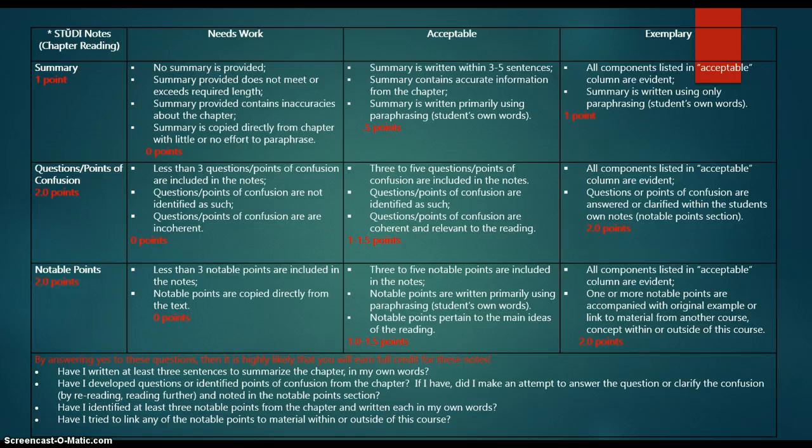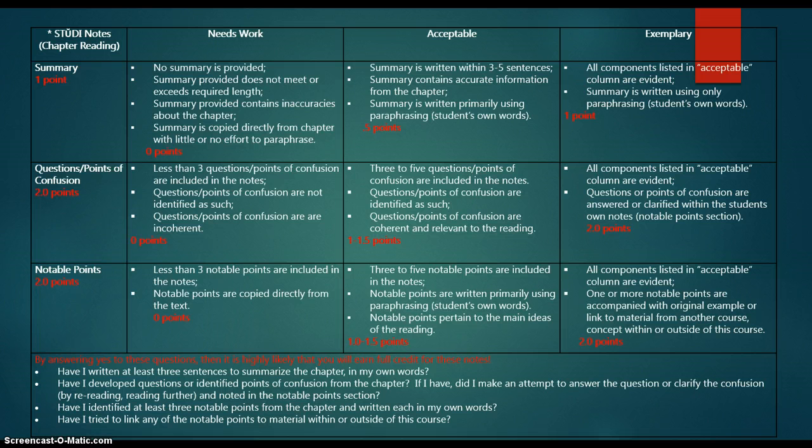As you can see, the grading criteria are what you've done with your summary, your questions or points of confusion, and your notable points. Across the top, you'll see the ratings are needs work, acceptable, or exemplary. Let's start with the acceptable category because for exemplary, you would need to have met all the criteria in this category first. So your summary is 3 to 5 succinct sentences in your own words, primarily conveying the main information from the chapter. To meet exemplary for this, it has to be written only in your own words.